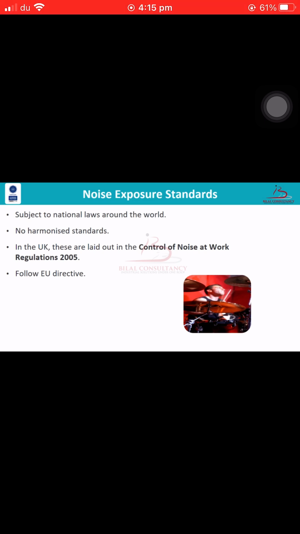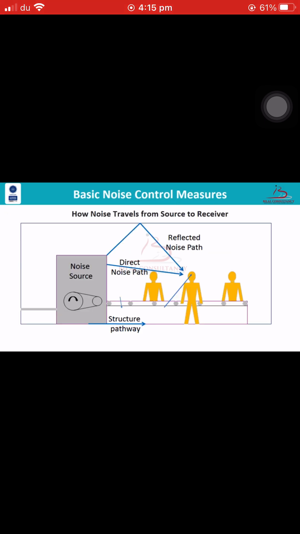If the noise level reaches 87 decibel, we have to immediately prevent the exposure and reduce it below the limit value. The limit value is 87 decibel, which we discussed earlier. The ELV is an absolute ceiling above which exposure must not go. This means that the personal exposure of any worker at a workplace should not exceed 87 decibel. This is basically a diagram of how noise travels from source to receiver.